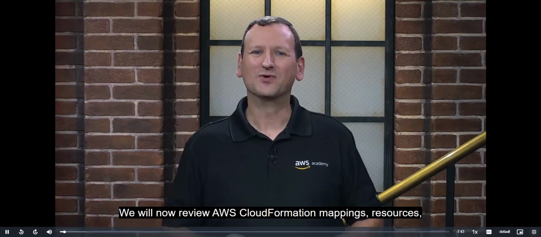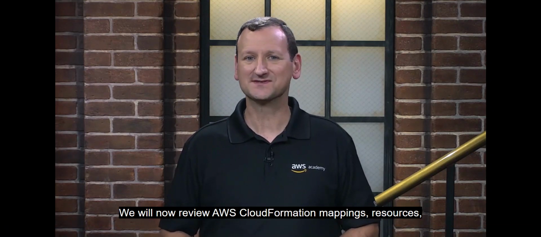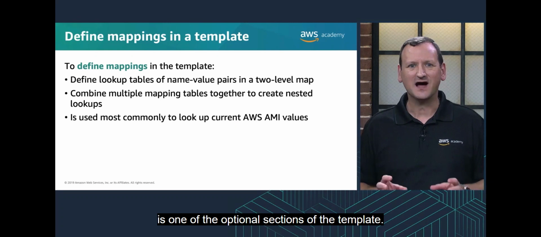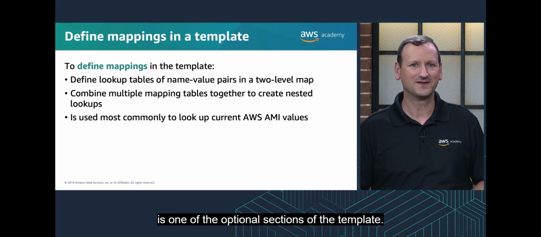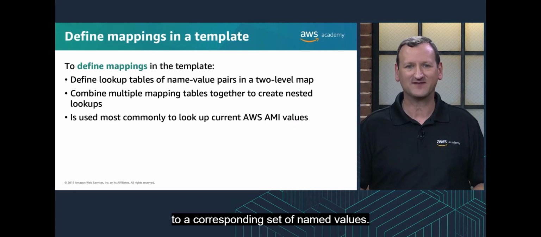Welcome back. We'll now review AWS CloudFormation mappings, resources, metadata, and wait conditions. Recall that the mapping section is one of the optional sections of the template. A mapping matches a key to a corresponding set of named values.